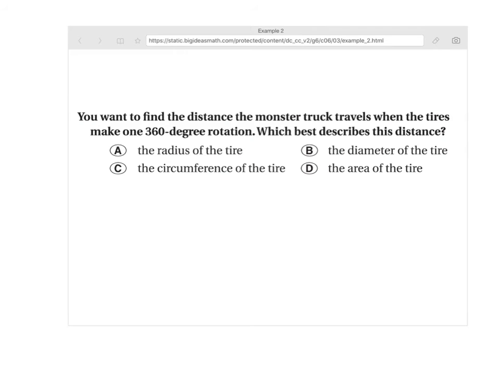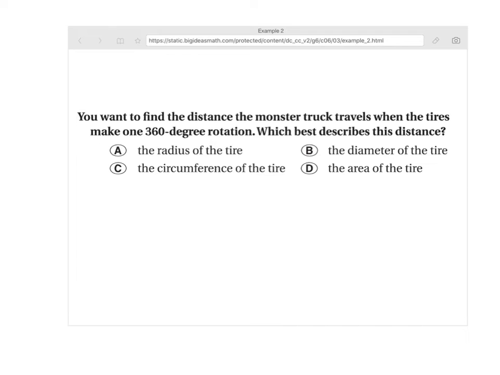All right, let's look at, I think, the next example. Okay, this is an interesting one. This is just using your brain. You don't actually have to do any math on this one. All right, you want to find the distance the monster truck travels when the tires make one 360-degree rotation. So if you think about it, we have a tire, and it's going to go in a circle 360 degrees. Which best describes the distance?